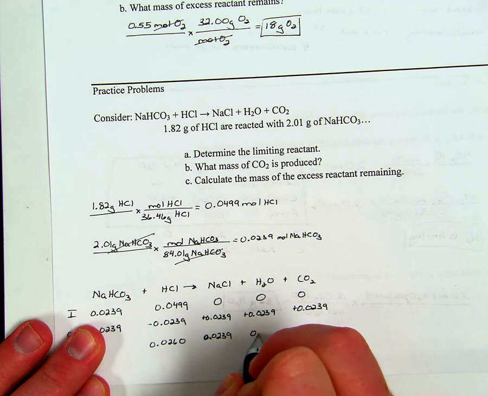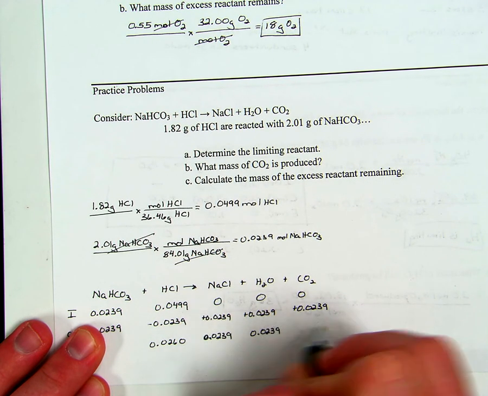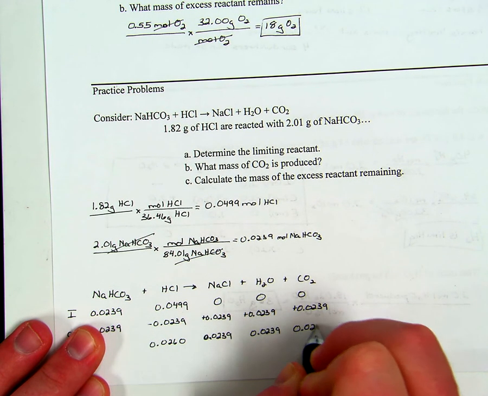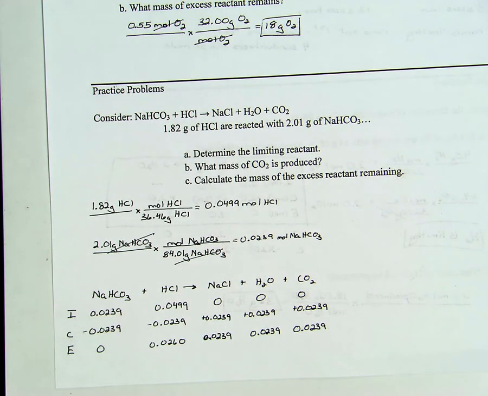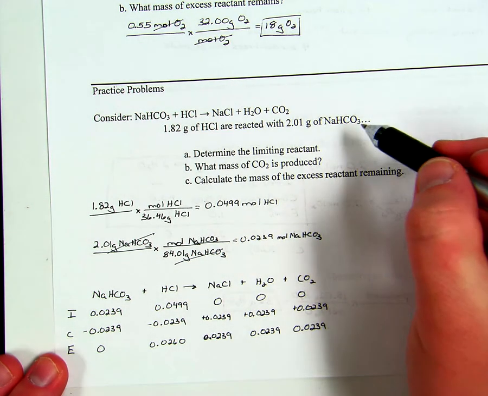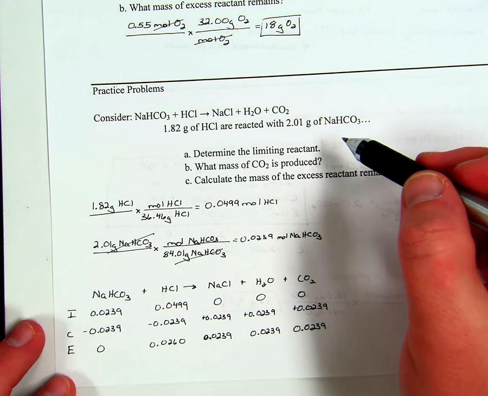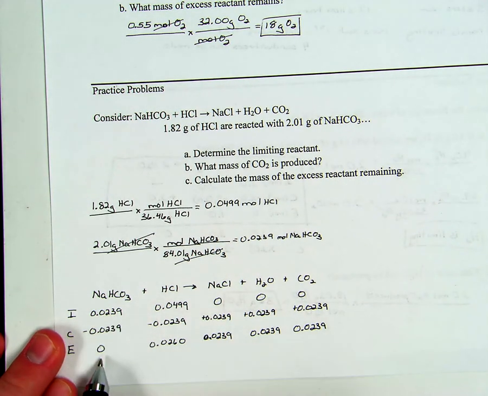So to answer question A, determine the limiting reactant, I can see the sodium bicarbonate is going to run out first. There's going to be none left over. There's still going to be HCl that's left. So that means that to answer question A, I'll just write it up here. NaHCO3 is limiting.